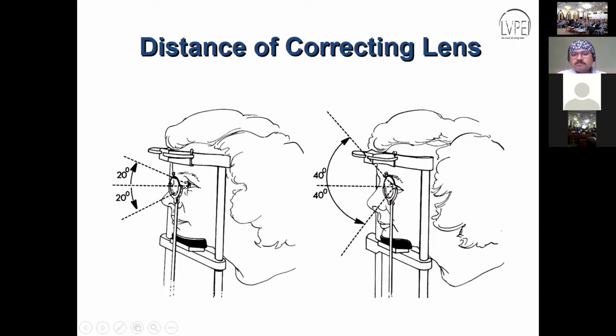Whereas when the lens is in the appropriate position from the patient's eye, the amount of field which will be seen by the patient will be more. So again, the relative position of the lens also matters while performing the perimetry test.